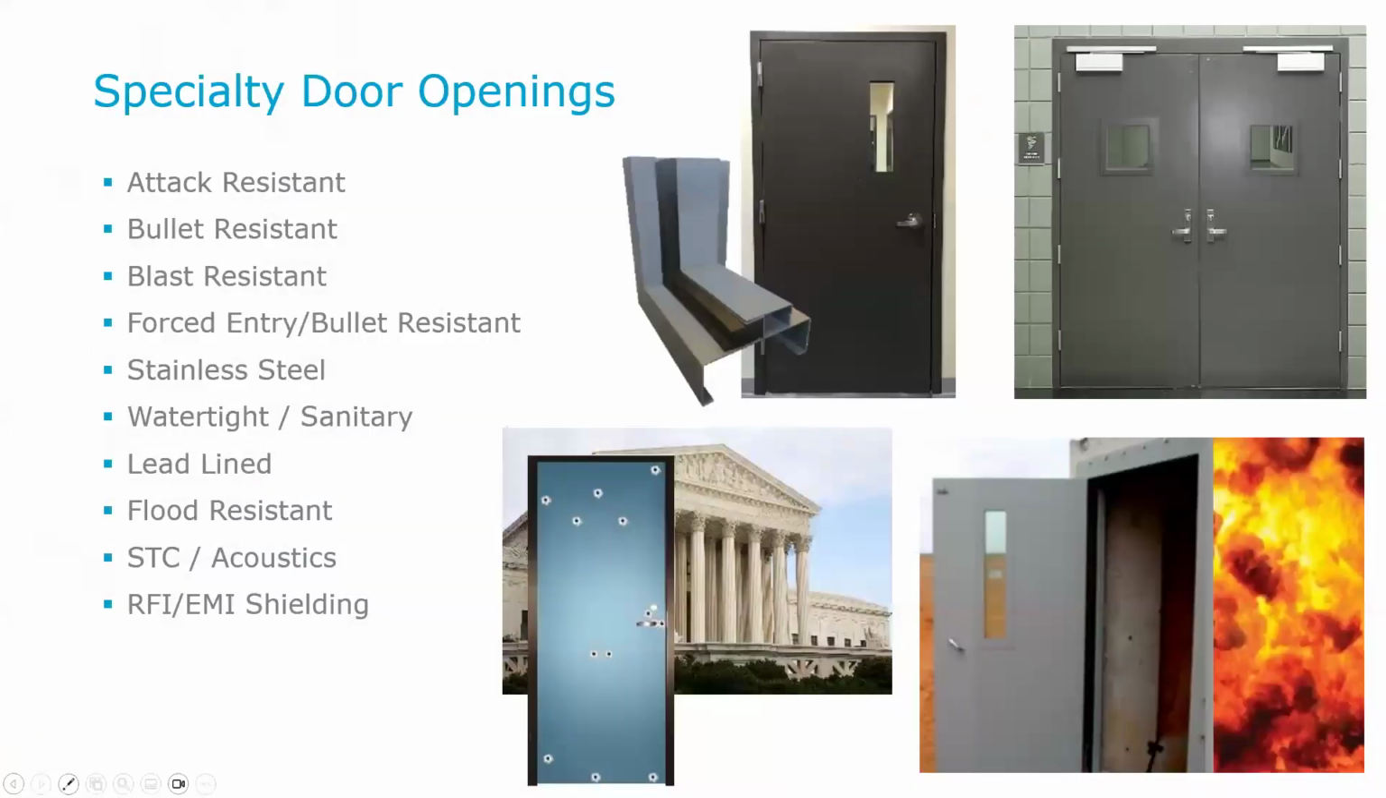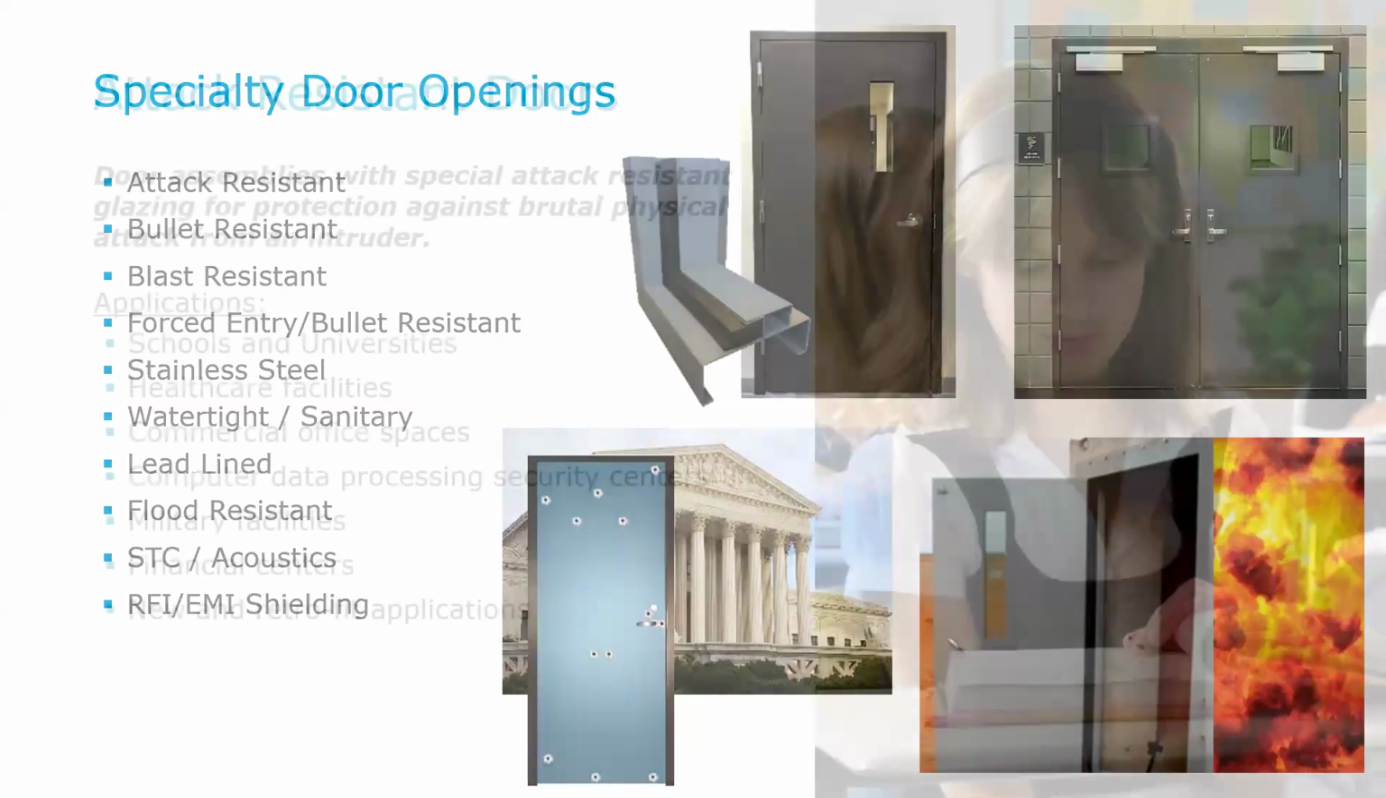So within specialty openings, you have a list of these products here. You have attack-resistant, bullet, blast, forced entry, bullet-resistant, stainless, watertight, lead line, flood, STC, and RFI EMI shielded openings. All of these different types of openings have specific uses. At the end of this presentation, I will also show you, if you go right to one of our door companies, right onto their website, a lot of great information there also at a glance. So we'll go through that here in a bit.